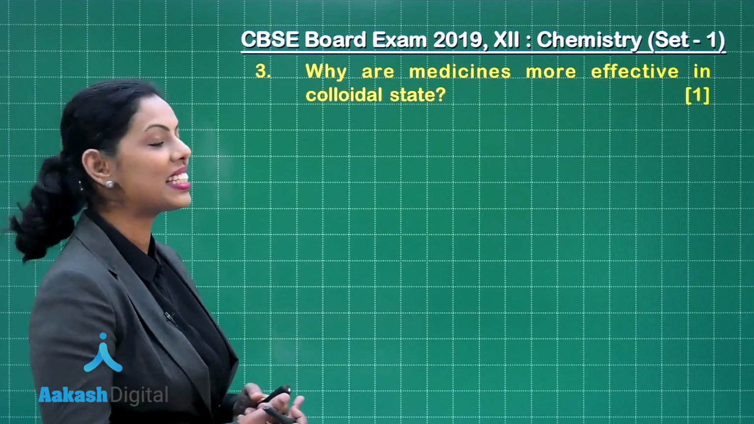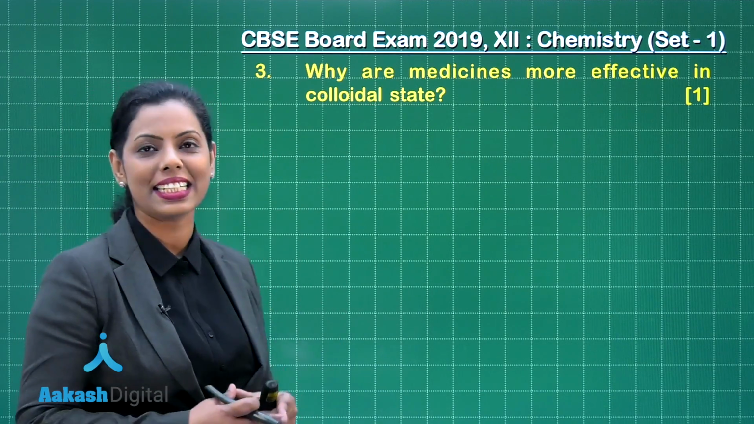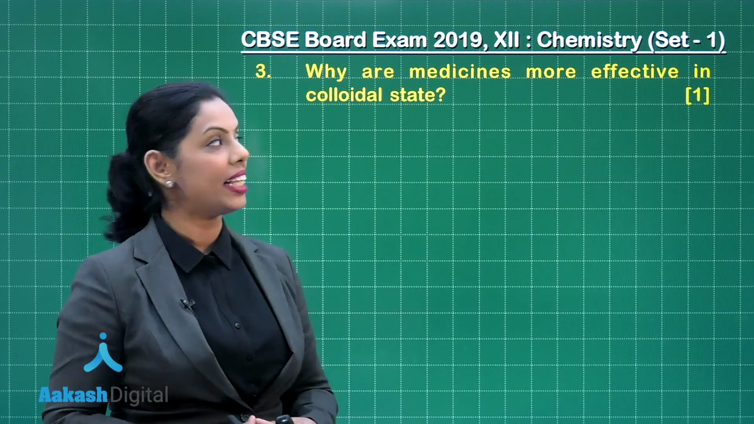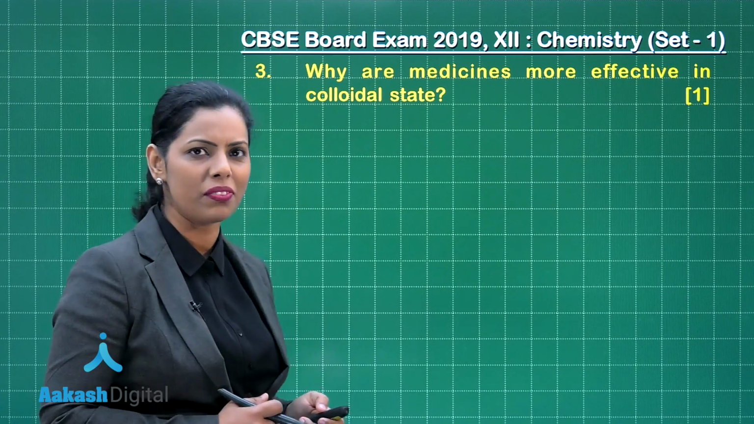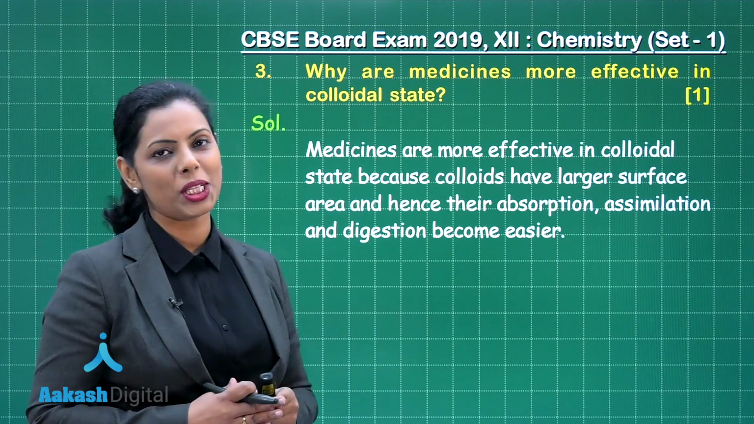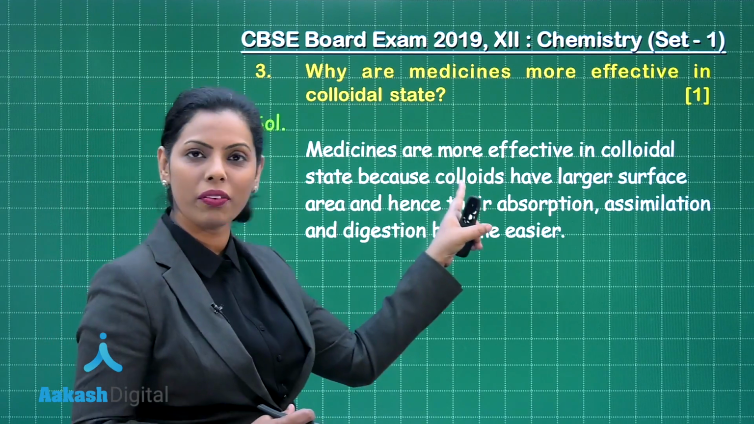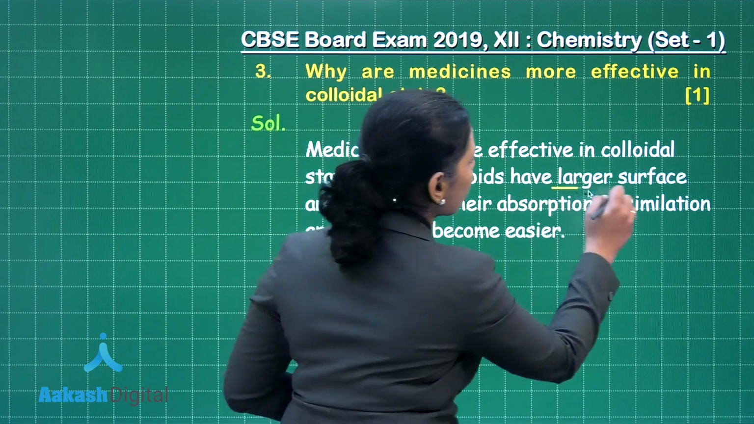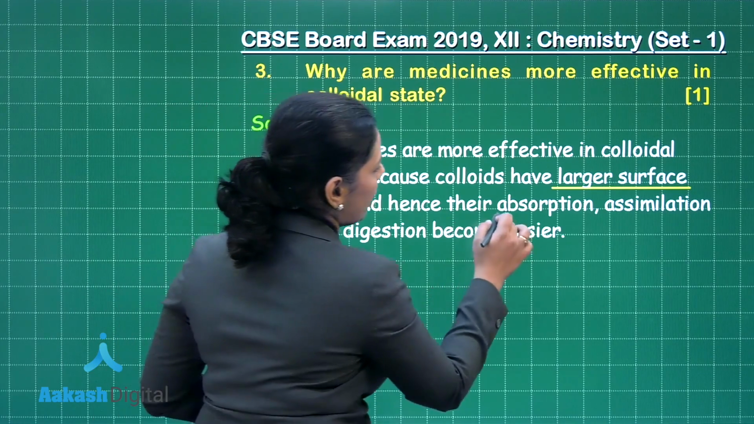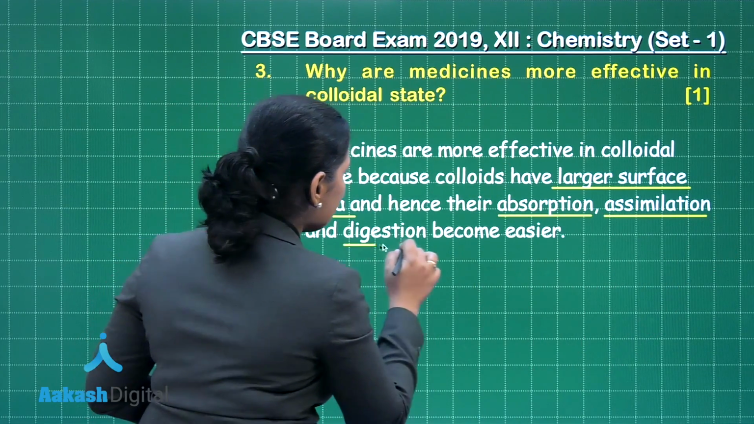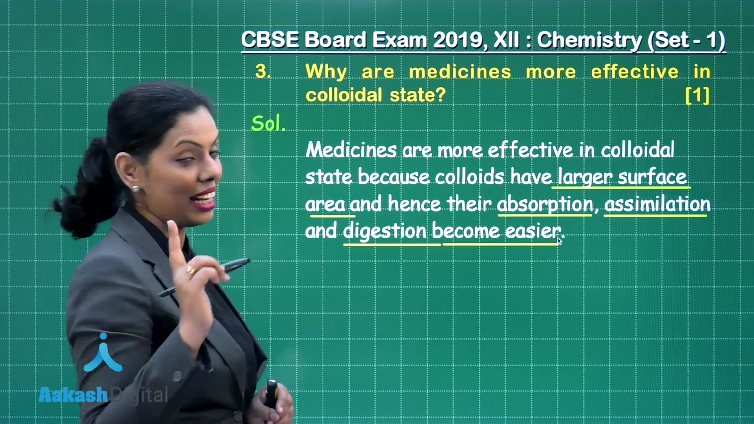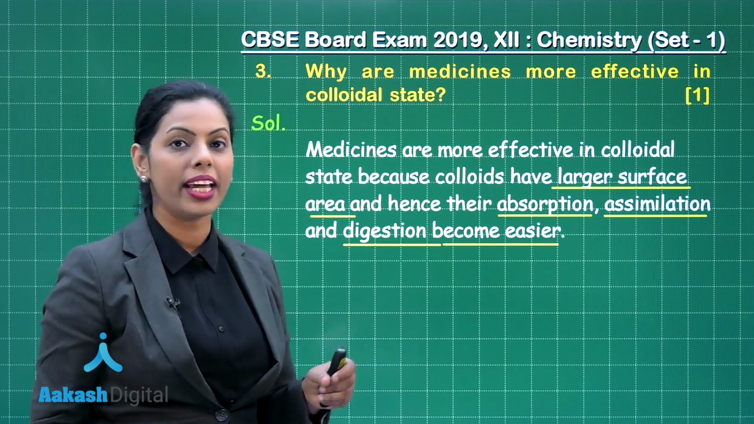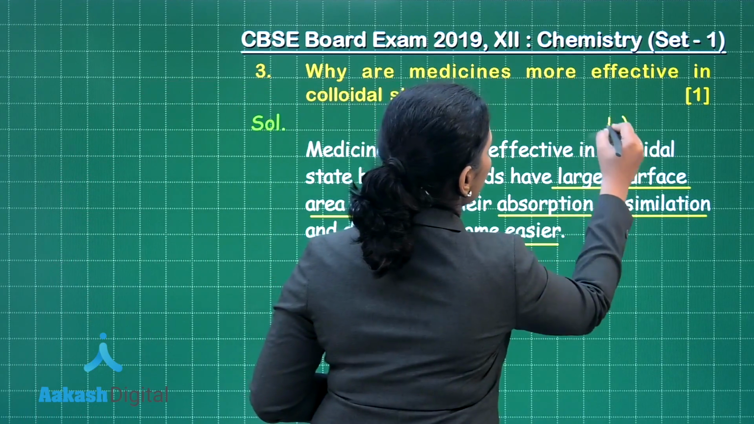Now students, let's take the next question, that's question number 3. This question has internal choice, and I am taking the first choice. Why are medicines more effective in colloidal state? This is a question from surface chemistry, and you can answer it by simply writing that medicines are more effective in colloidal state because colloids have a larger surface area, and their absorption, assimilation and digestion become easier. If you choose this choice and answer in this way, you will obtain 1 mark for this question.